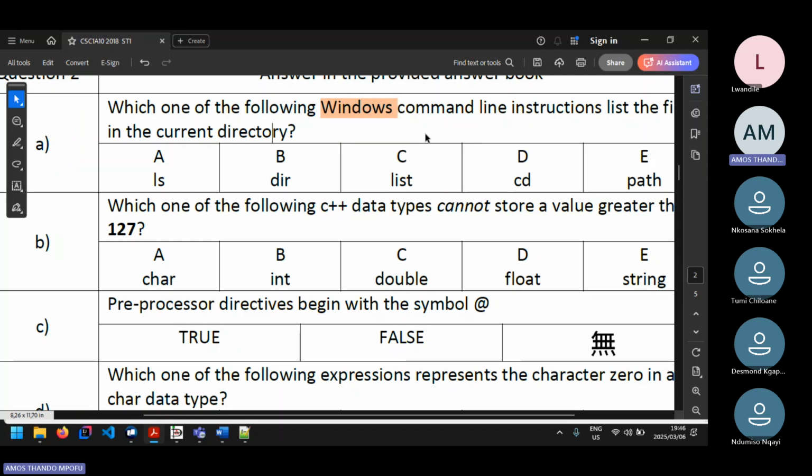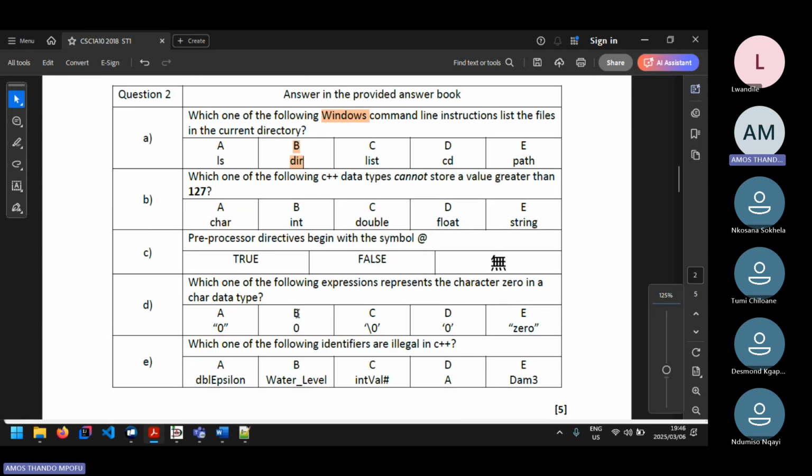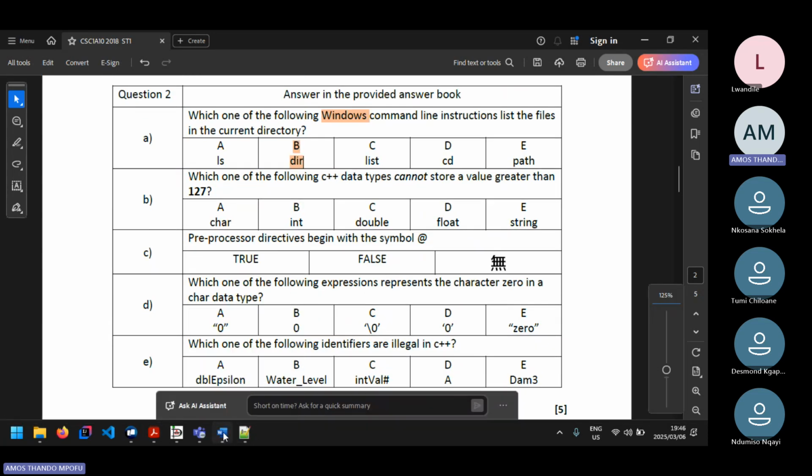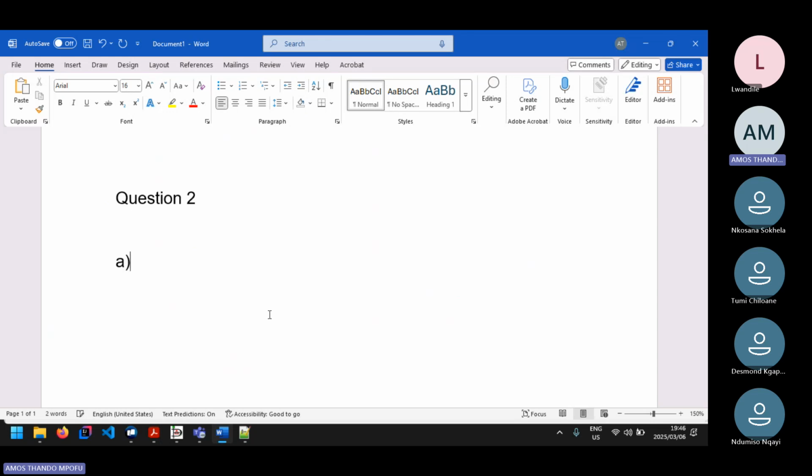On Windows, you use dir. So this is the answer, dir. You don't use all the other commands. So that would be the answer. The answer would be B. So for A, I'm going to say the answer is B.